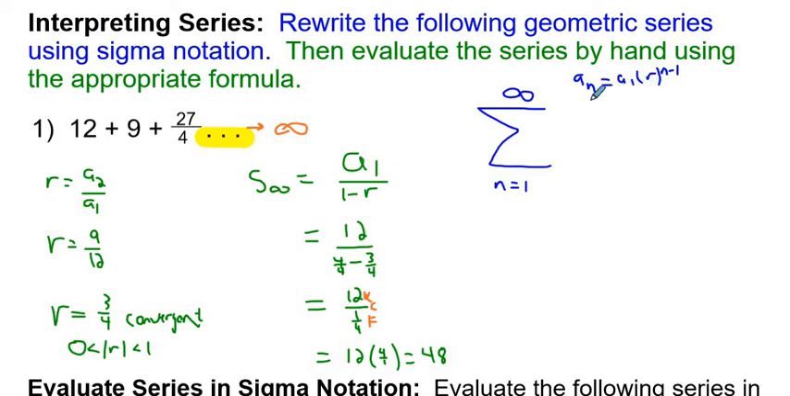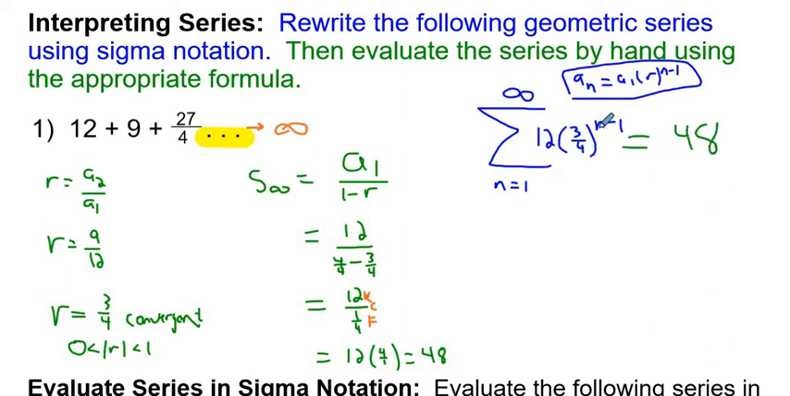Inside here, we always just write the formula for the sequence, which is easier for geometric. And it doesn't change this at all. This doesn't change when I have an infinity. So A1 would be 12, and R we found to be 3/4. We're still going to have our n minus 1, and we found that this comes out to 48. So no matter how many terms we add, if we add a billion terms, it's going to be approximately 48. But if we add infinity, it'll be exactly 48.